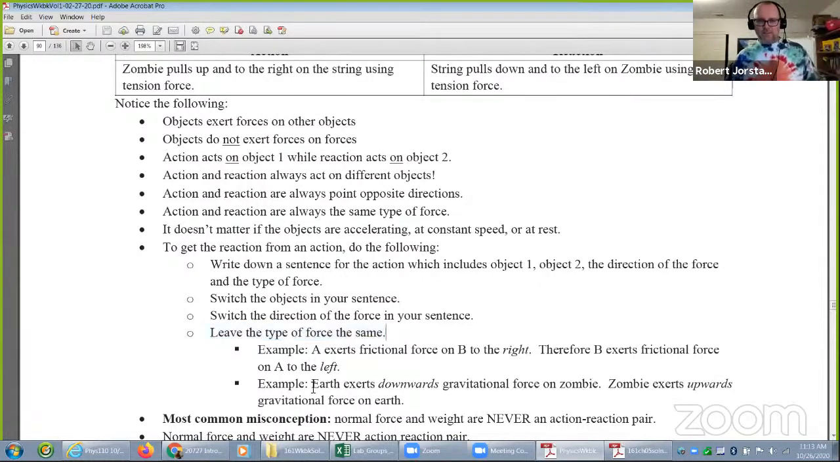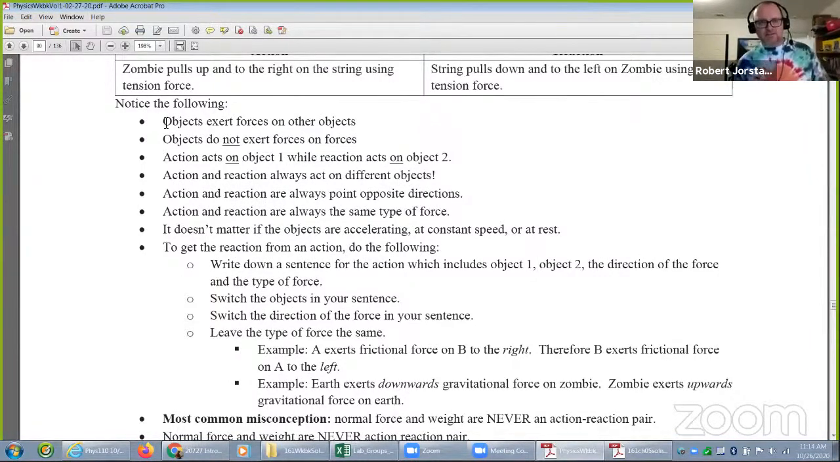Here's an example. The Earth exerts a downwards gravitational force on a zombie. Well, the zombie exerts, flip the direction. Instead of downwards, the zombie would exert a force upwards. It's the same type of force. It's still gravitational. And then you switch the objects, right? The zombie and the Earth have switched places.